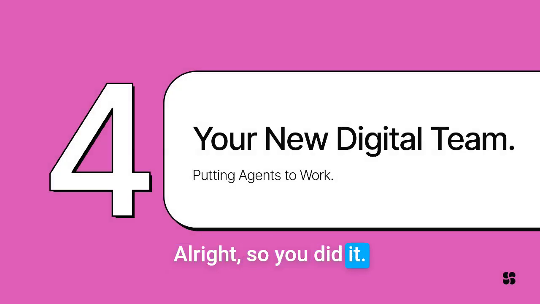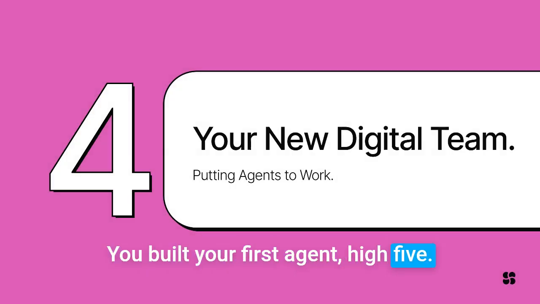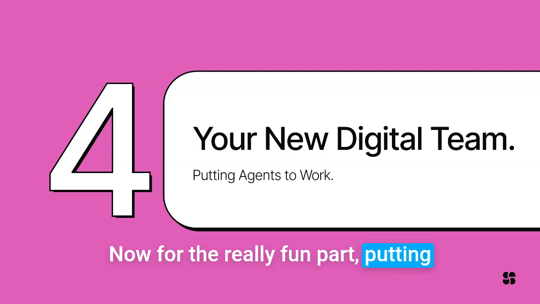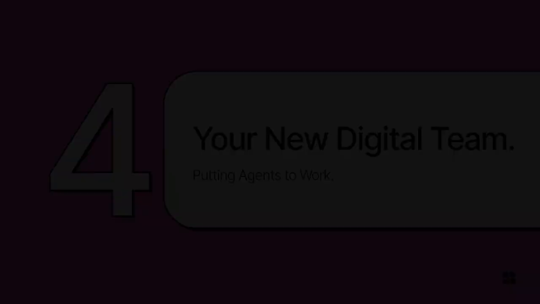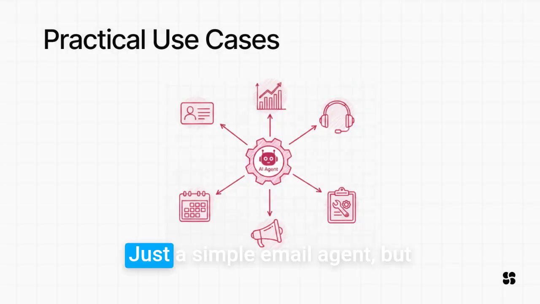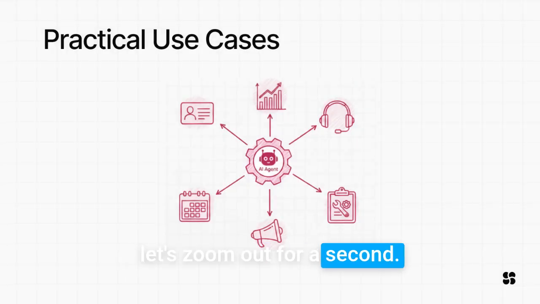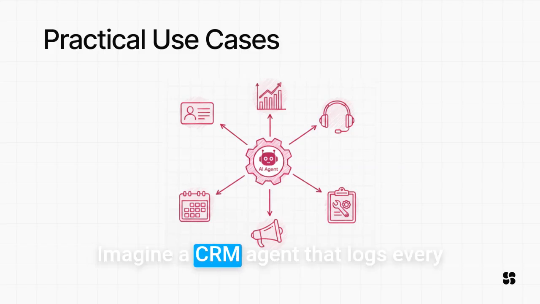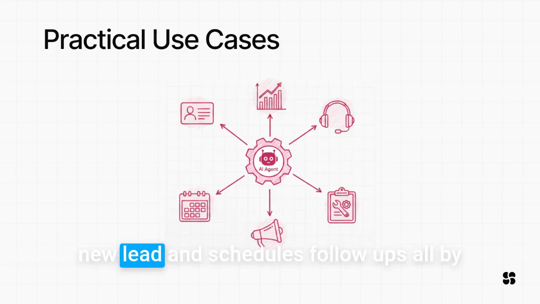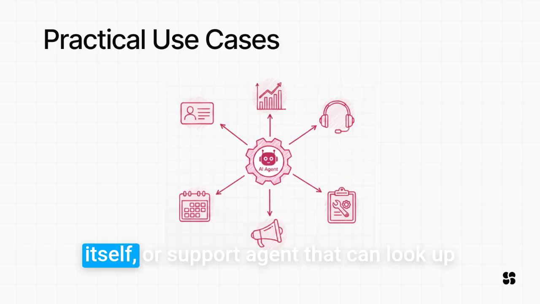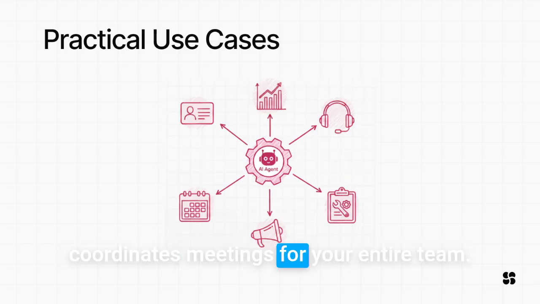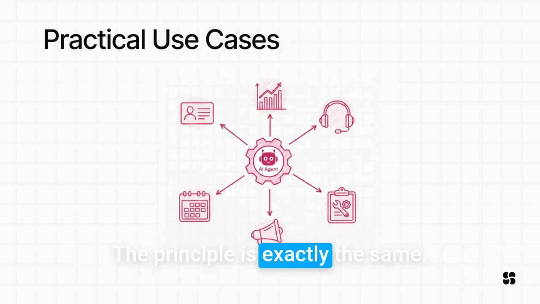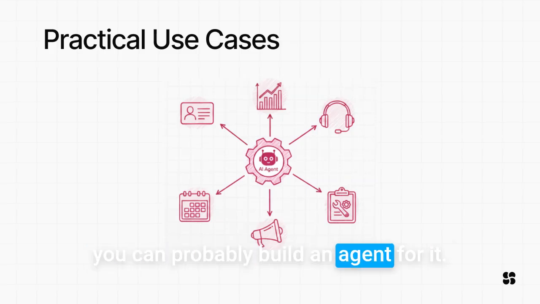All right, so you did it. You built your first agent. High five. Now for the really fun part, putting your new digital teammate to work and seeing what it can actually do for you. Look, we started small, right? Just a simple email agent. But let's zoom out for a second. Think bigger. Imagine a CRM agent that logs every new lead and schedules follow-ups all by itself. Or a support agent that can look up customer orders, a scheduling agent that coordinates meetings for your entire team. The principle is exactly the same. If you can write a job description for it, you can probably build an agent for it.